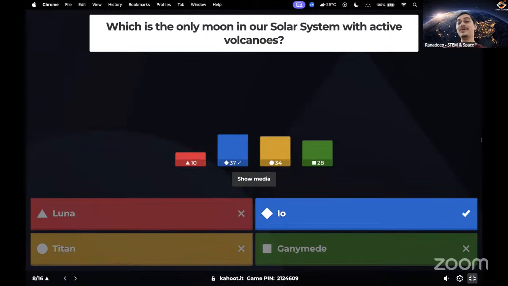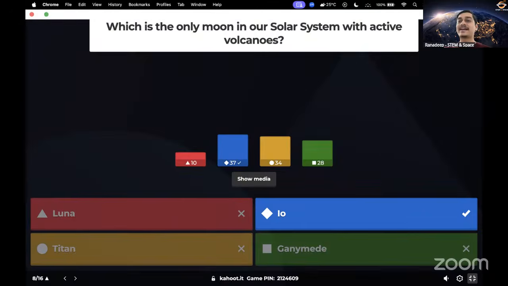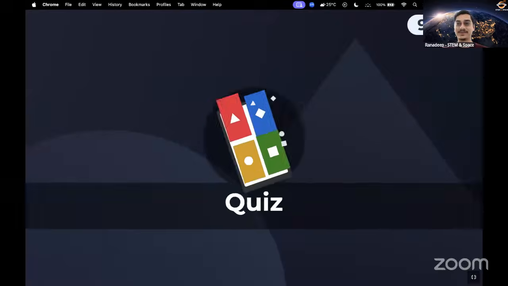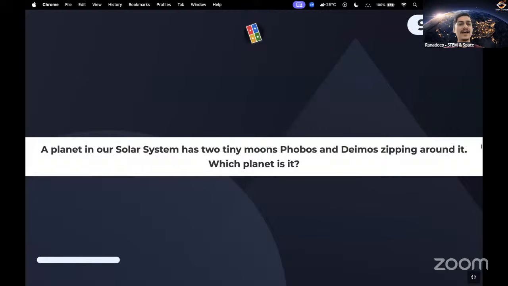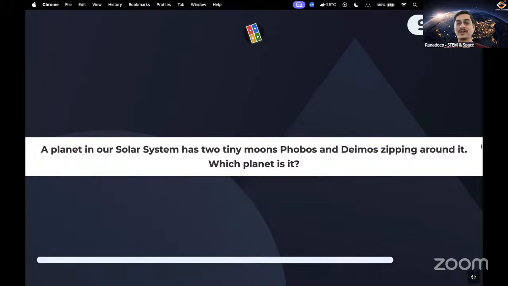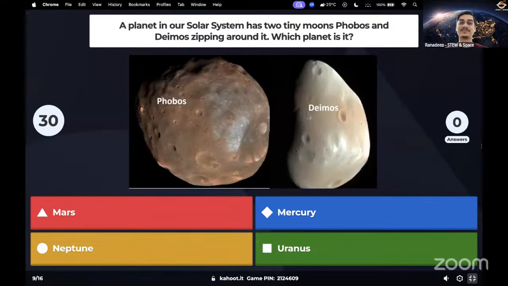And also, let me know in the chat if you know which planet's moon is Io. There is a very specific specialty about Io as well. Okay. So that is the only moon which has active volcanoes in our solar system. Let's move to the next question. A planet in our solar system has two tiny moons, Phobos and Deimos, zipping around it. Which planet is it?